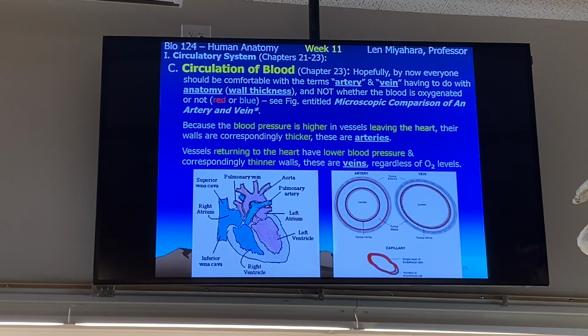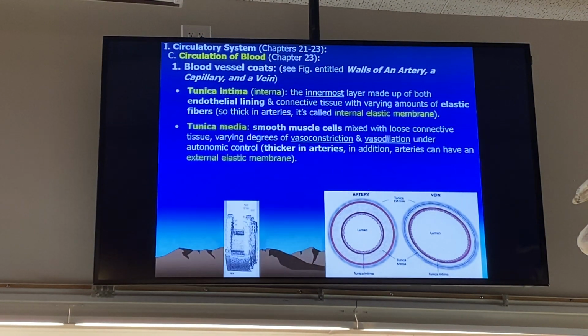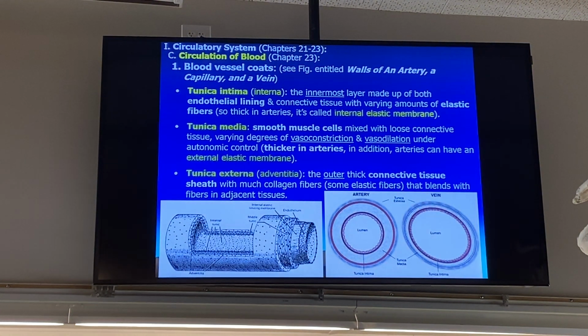And in the case of the pulmonary circuit, pulmonary arteries are blue, pulmonary veins are red. In the pulmonary circuit, the colors are switched. Each blood vessel, until you get down to capillaries, has 3 coats or layers.